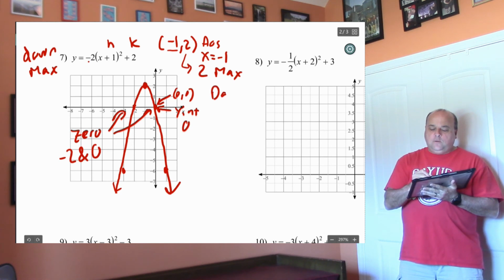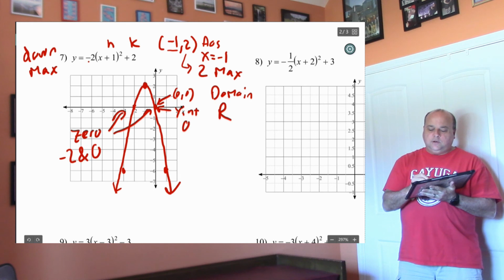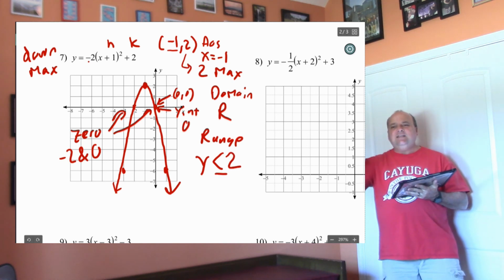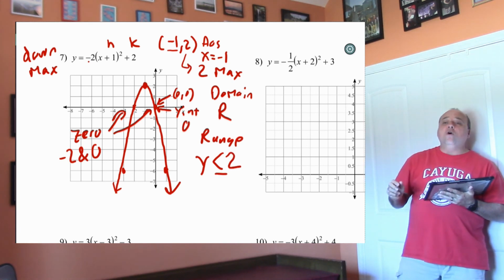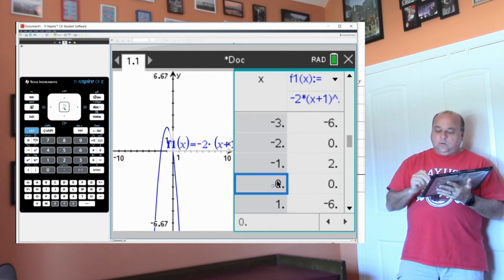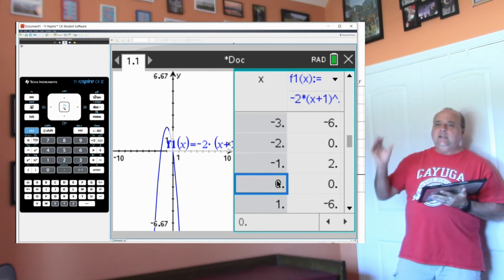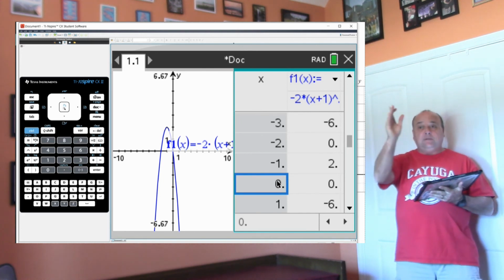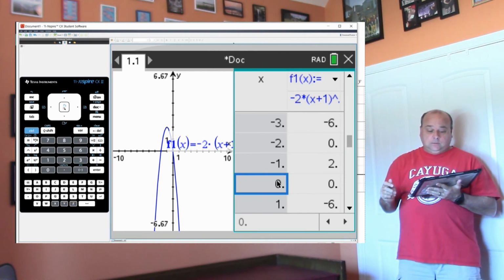Now then, let's write the domain. The domain on a graph is always all real numbers. The range is going to be y less than, and it's going to be less than or equal to our max, which is 2. Okay, piece of cake. If you go back to the graph, (0, 0) is an ordered pair. So that is not only the y-intercept, it's also a zero.